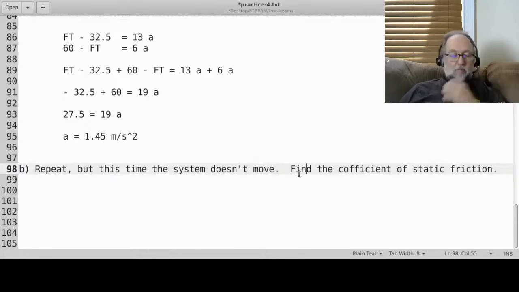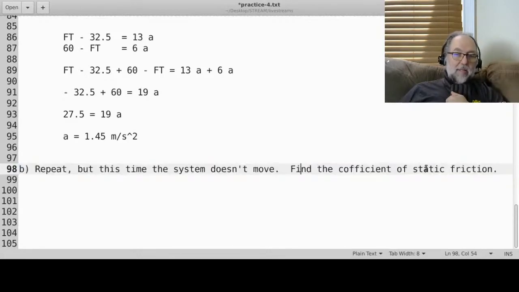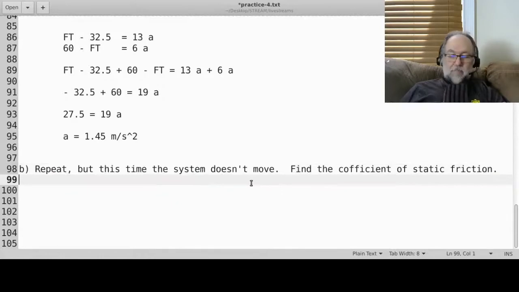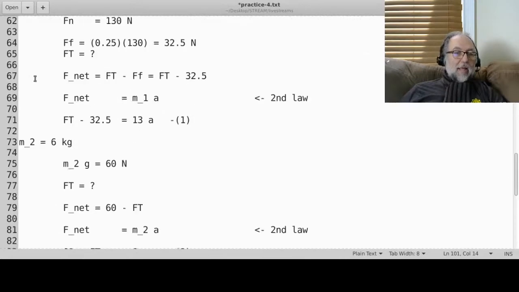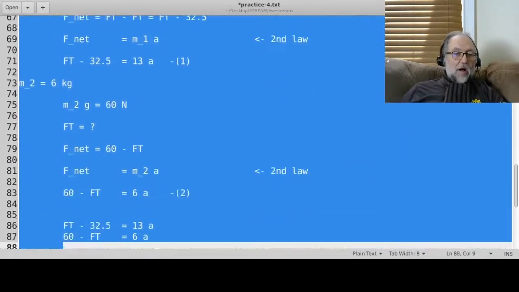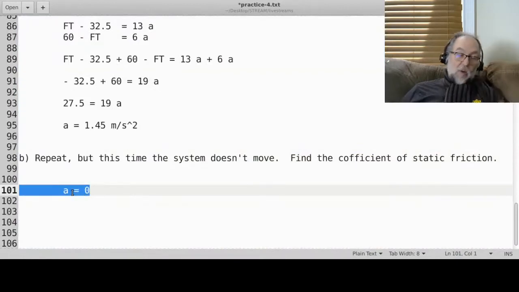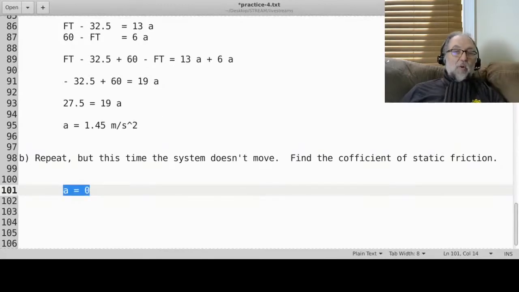Now I'm going to ask you to do this one on your own. I'll do it on Friday, but think about this one on your own, because it brings up static friction. I say repeat, but this time the system doesn't move at all. So in other words, this time the acceleration is 0. Just like before, we had to do all this analysis and then we ended up with the acceleration. This time you start with the acceleration and then you end up with the particular forces. So if the acceleration is 0, what happens?